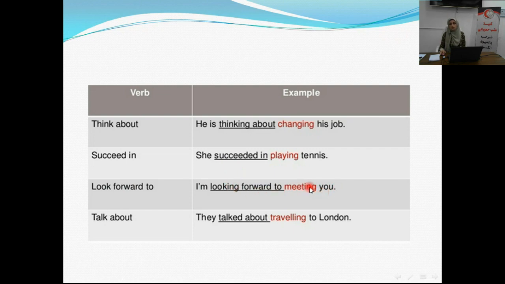You have to pay attention to this verb because we are used to using to followed by an infinitive verb that doesn't have any addition, like ing. But with this common verb, look forward to must be followed by ing. Even though we have a contrast where to is preceded, we are going to use the ing verb here. Talk about: they talked about traveling to London, so talked about and an ing verb.